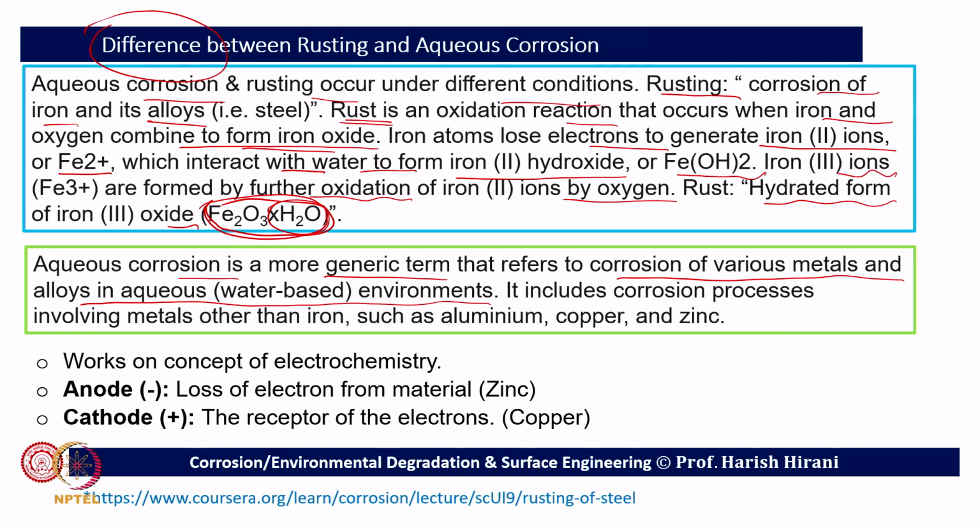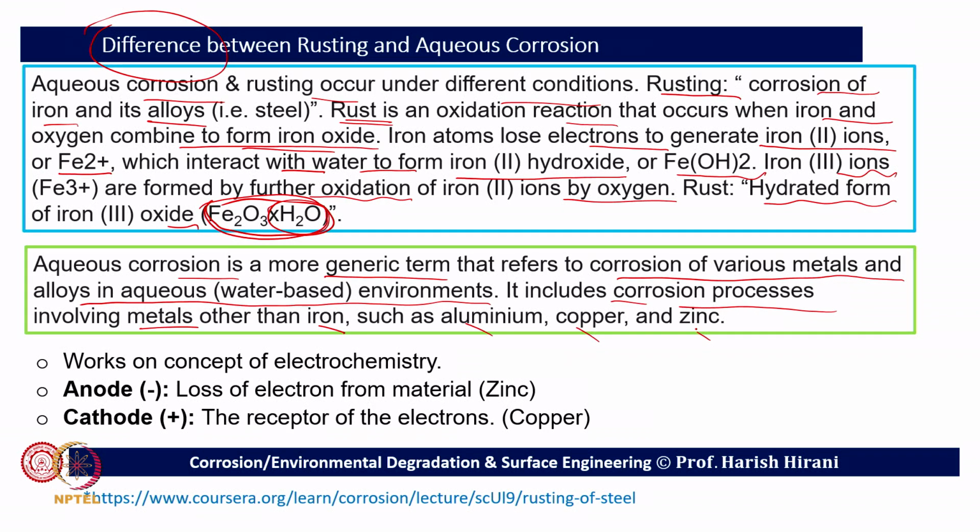Rusting we want to keep as only a special one, that is iron oxide with water molecules in this case, or hydrated iron oxide. So, we know in this case, as I mentioned, that aqueous corrosion includes a corrosion process involving metals other than iron. It can be aluminum, it can be copper, it can be zinc also.